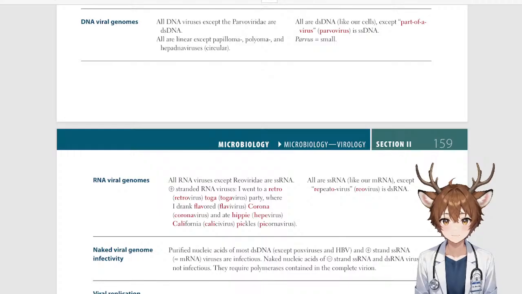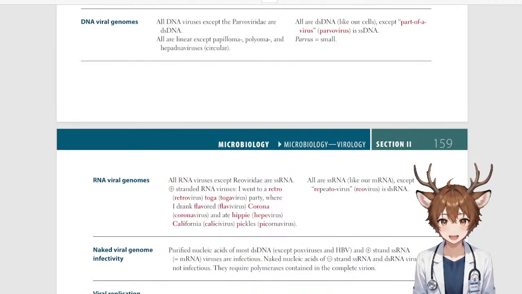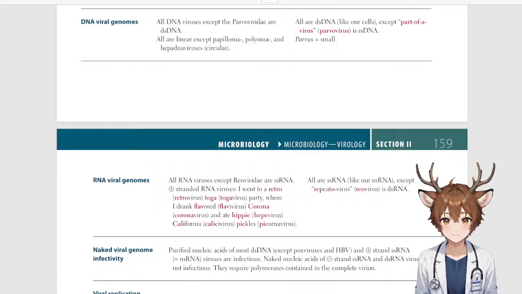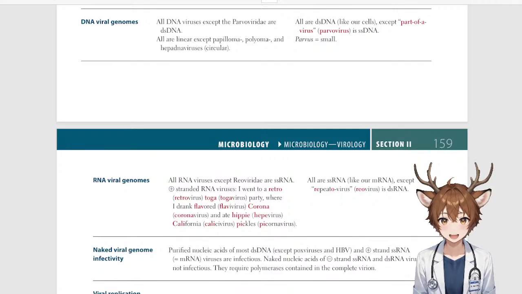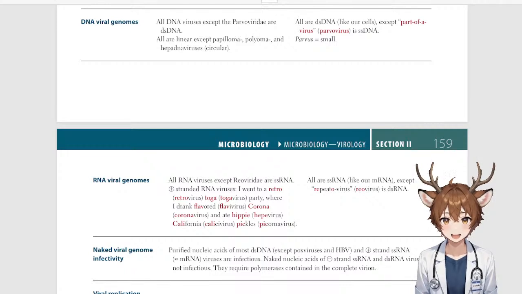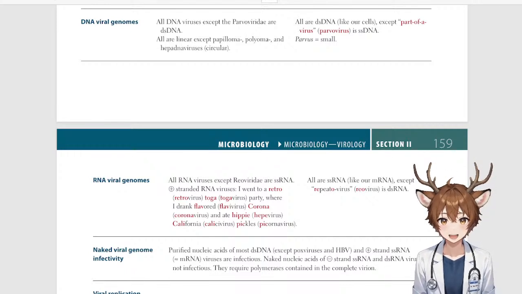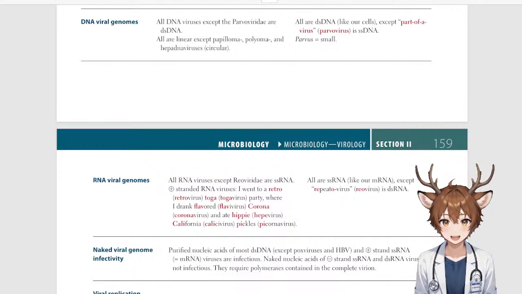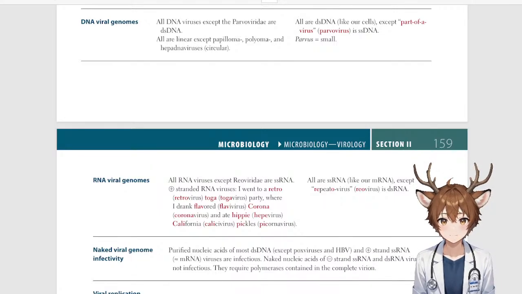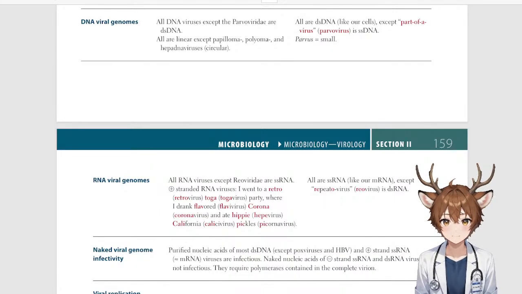RNA viruses all have single-stranded RNA genomes except Reoviridae, which is double-stranded RNA. Normally RNA viruses are single-stranded and DNA viruses are double-stranded, with a couple of exceptions here and there. For DNA viruses, parvovirus is single-stranded DNA, and for RNA, reoviruses are double-stranded RNA. But anyway, back to that.